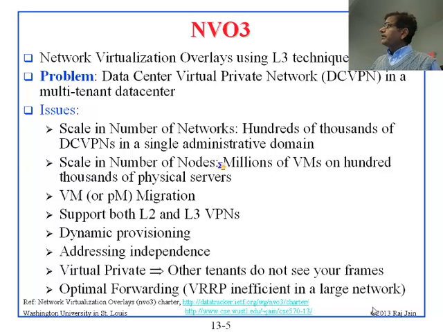And then virtual private means other tenants do not see your frames. So virtual private means that if you're living in one apartment, you cannot peek into somebody else's apartment. That means that you cannot see the packets which belong to some other customer, to your competitors. Right? And then optimal forwarding. Optimal forwarding means somehow the packets are not just ping-ponging.